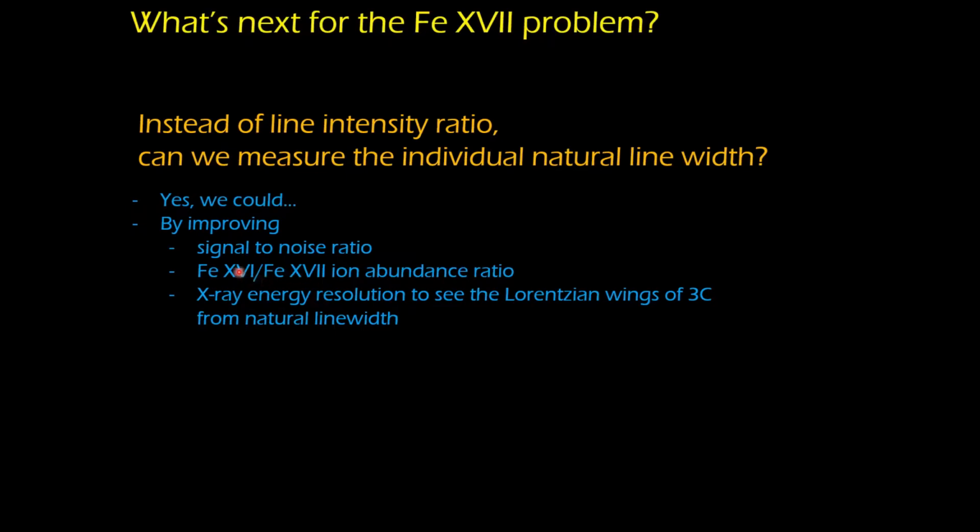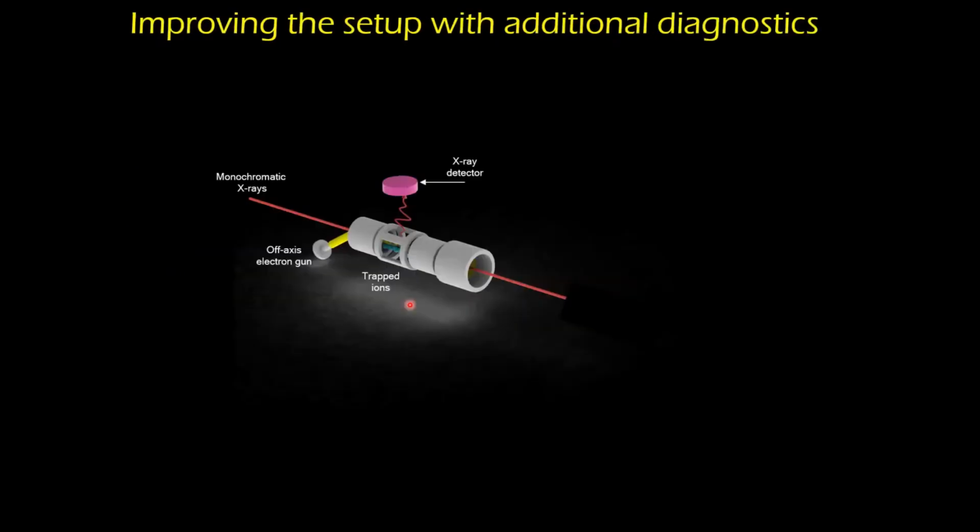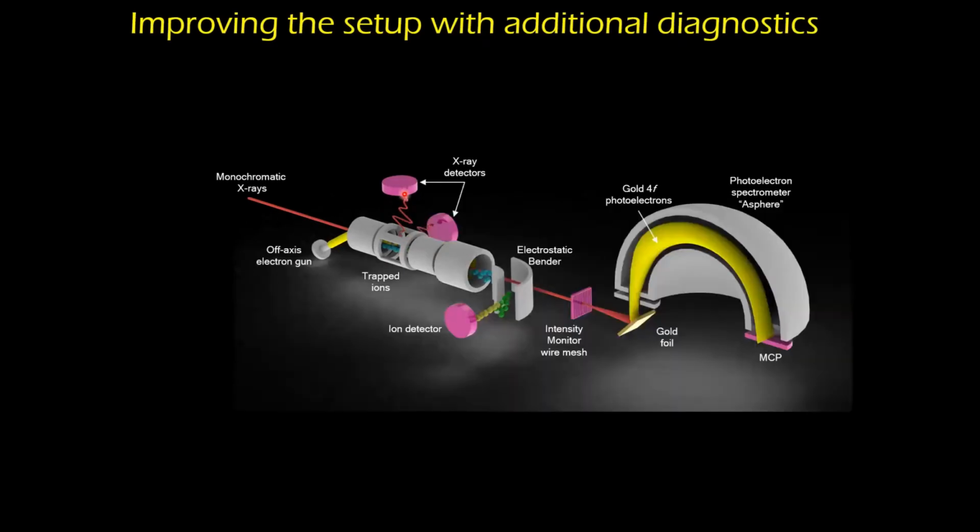We improved the signal to noise ratio a lot. Then we made a lot of diagnostics to continuously monitor the ion abundances. We also improved our X-ray energy resolution, which I'm going to show. So this was our nominal setup: X-rays come here, photo-excite, we measure with the X-rays, and then we added several new diagnostics.